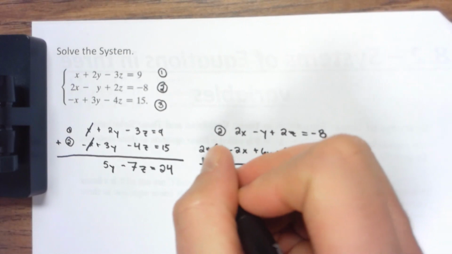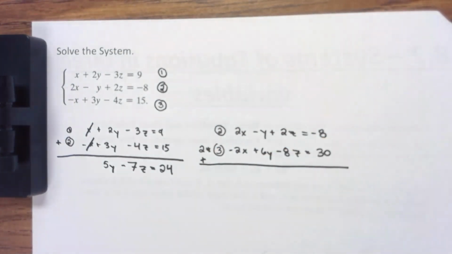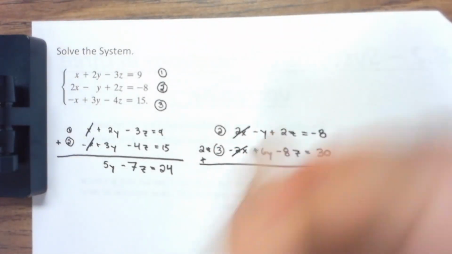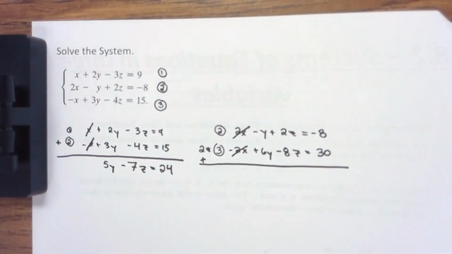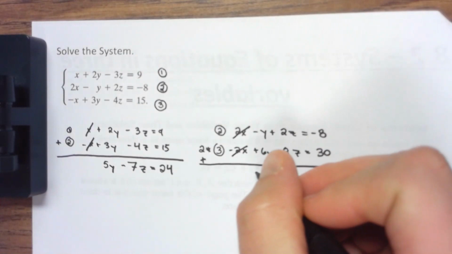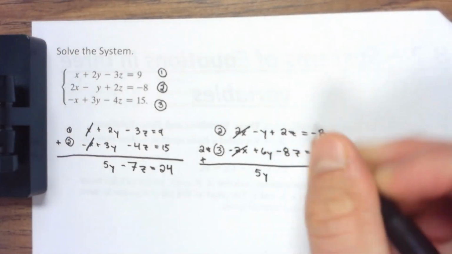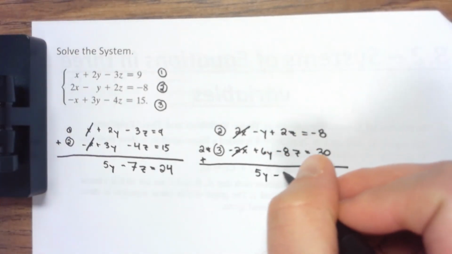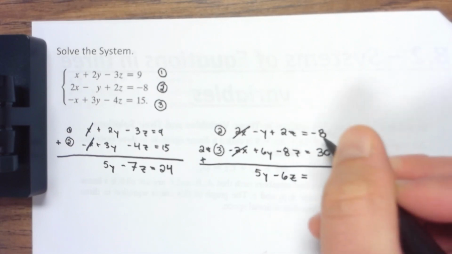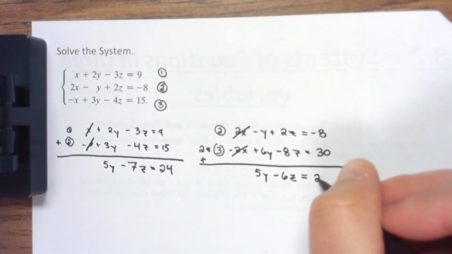And then once again, I'm going to add these equations, all with the intention of the x's eliminating, going away. So I have negative y plus 6y, that's positive 5y. 2z minus 8z is negative 6z, and negative 8 plus 30 is 22.